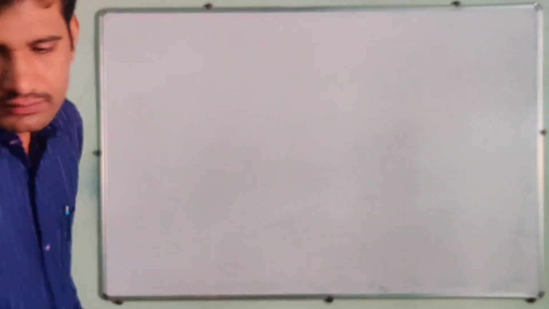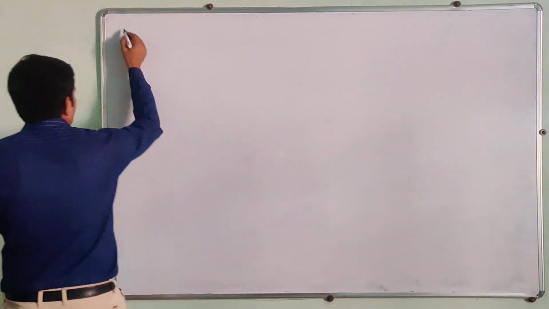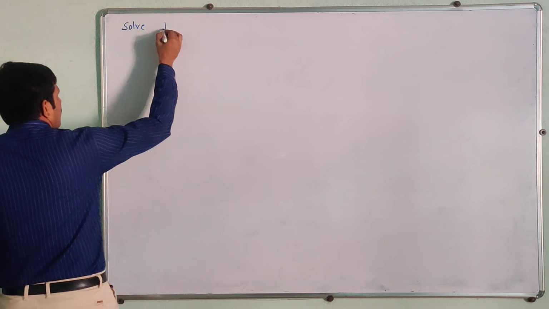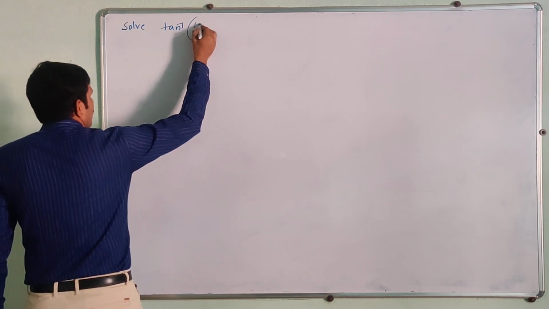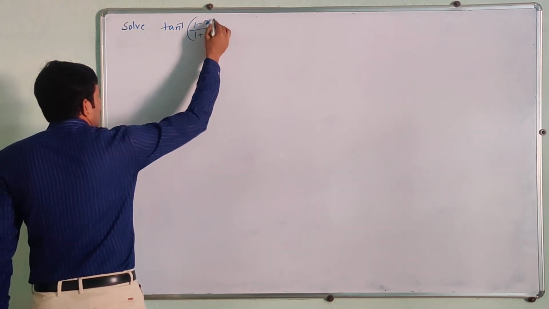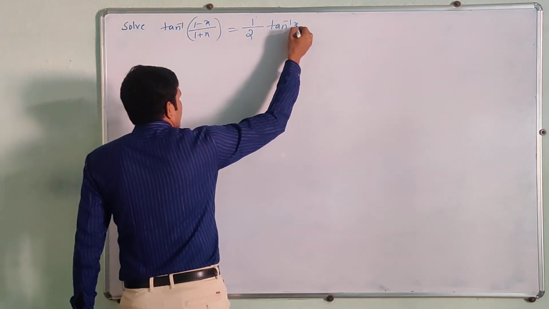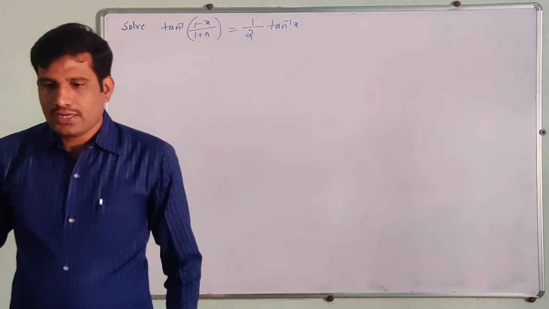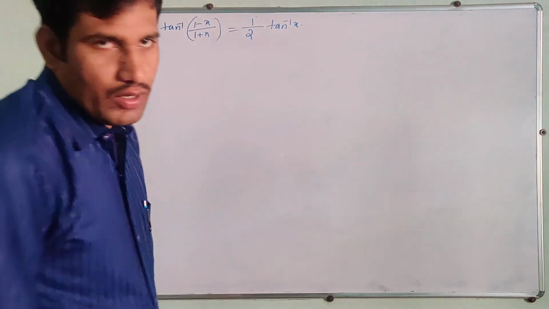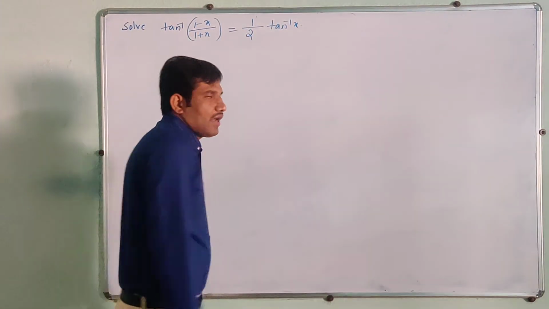Solve: tan inverse of (1 minus x by 1 plus x) is equal to half tan inverse x.